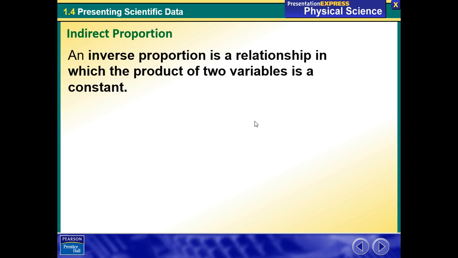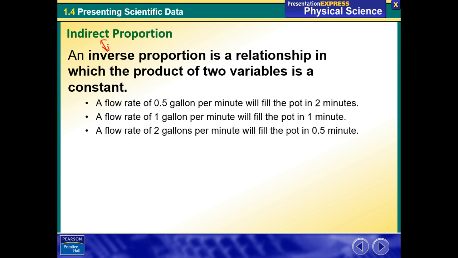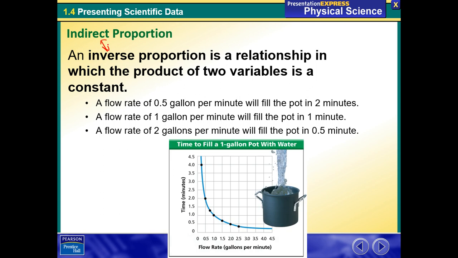What is an indirect proportion, or also known as an inverse proportion? You'll hear them go either way. An inverse proportion is the relationship in which the product of two variables is constant. So let's look at what an indirect proportion is. Here we have a graph, and we're going to notice that our flow rate, or gallons per minute, is going to be our independent variable, and our time in minutes is going to be our dependent variable.